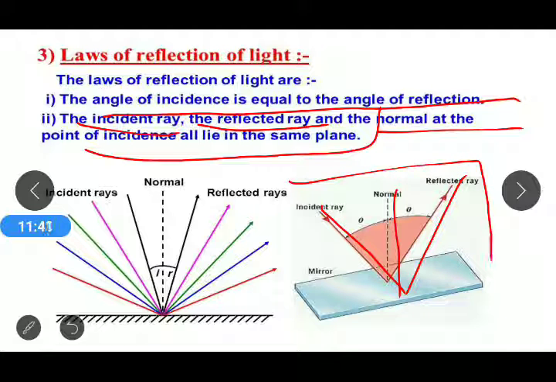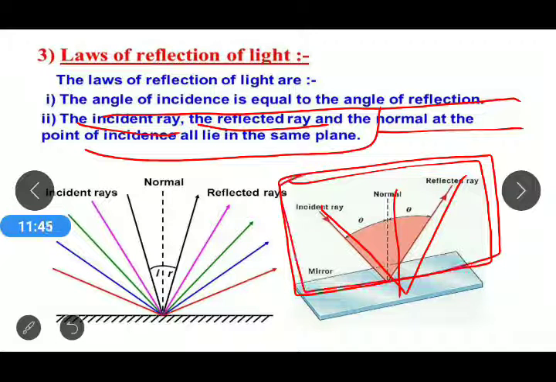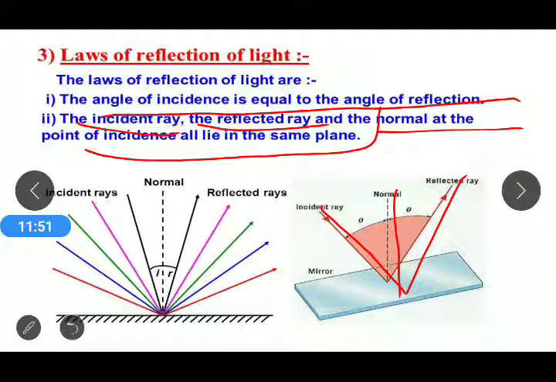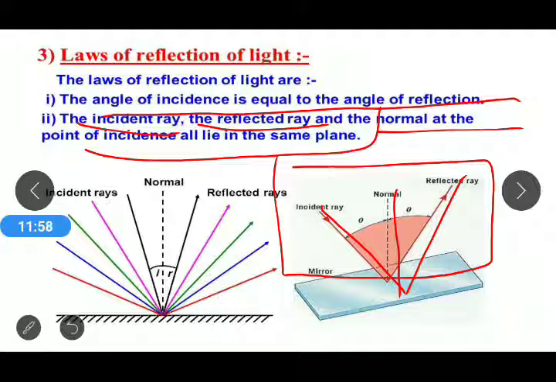So the incident ray, reflected ray and normal are all in one plane. When I am drawing this, if you are seeing this, the incident ray, normal and reflected ray are all residing in a plane. Plane means they are at one place.